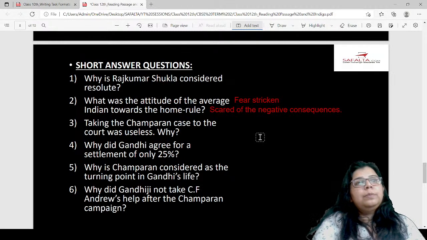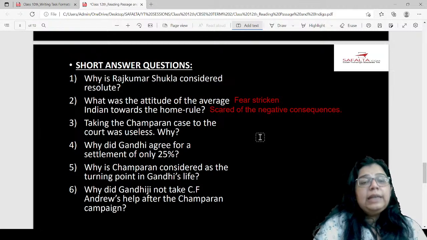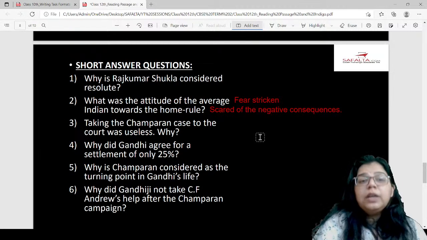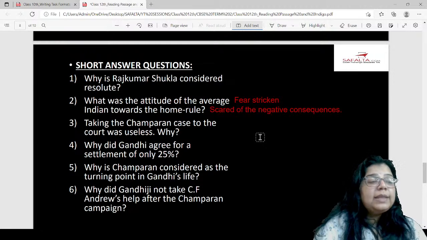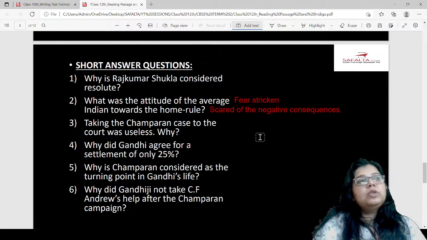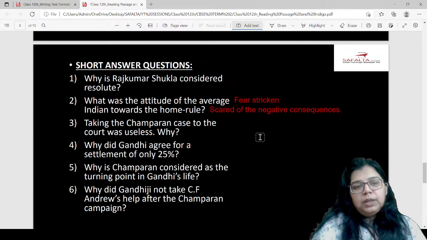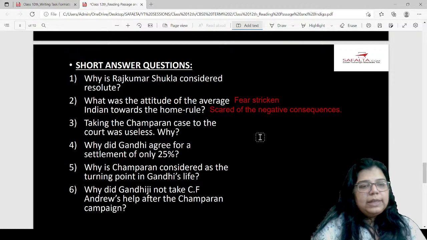And more than giving legal help, they needed help in which they became fear free. What was more important was that these people became free from fear, and that the courts could not do, because if they could have done something, they would have done it anyway. Mahatma Gandhi's help would not be needed. So that is why going to court was useless.